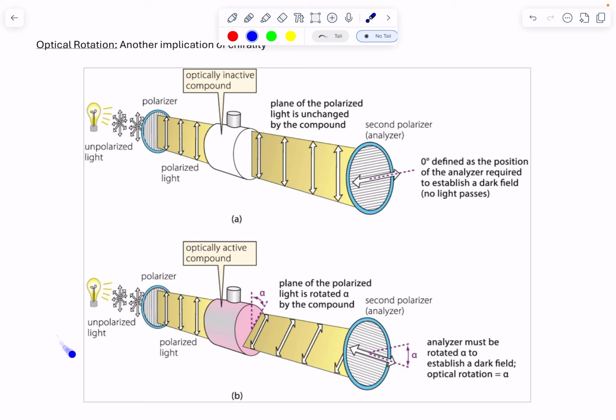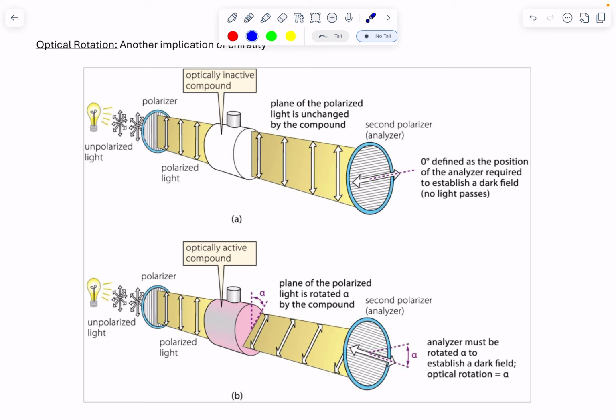If we look at the second image here, this is showing with an optically active compound. Optically active compounds rotate this plane of polarized light so that now, after that light passes through, it's not in the exact same plane. The plane has rotated a little bit. Then the analyzer would be able to determine how much that plane has rotated.